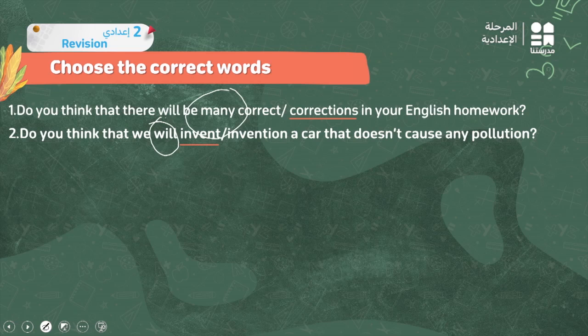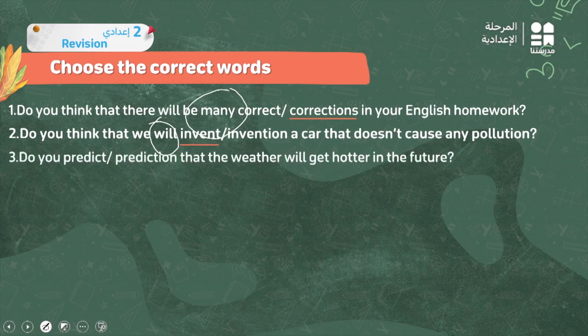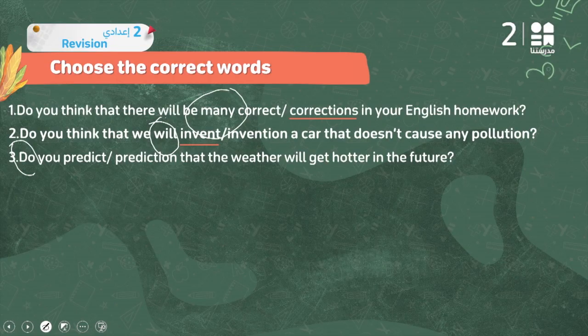Okay? So number 3, do you predict or prediction that the weather will get hotter in the future? Do you predict or do you prediction? Of course, I need a verb because I have a helping verb here, do. When I add a helping verb, I need an infinitive verb after the subject when I form a question. That's why I will choose predict. And predict means يتنبأ. Prediction يعني التنبؤ نفسه.